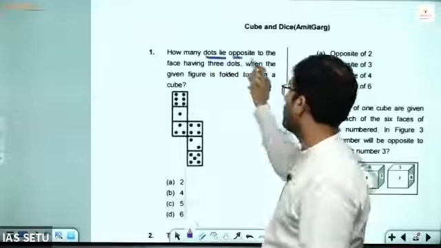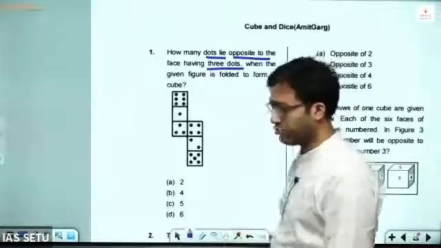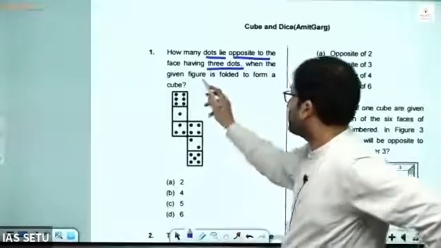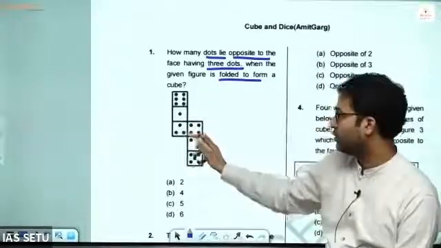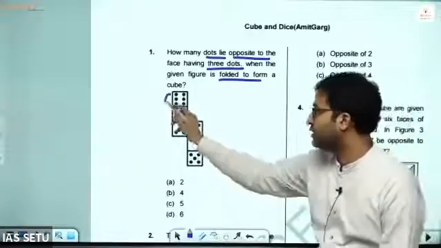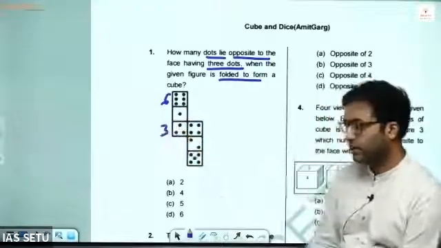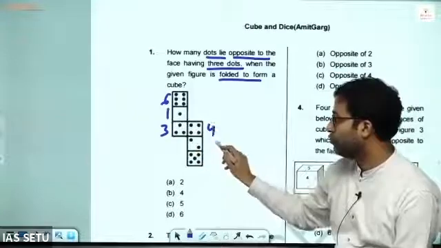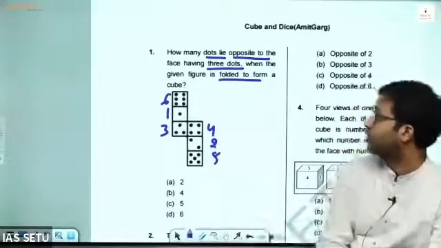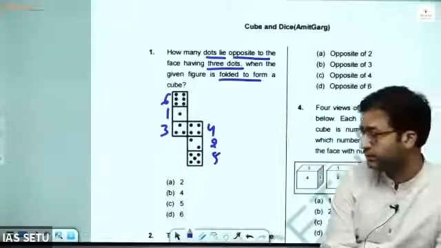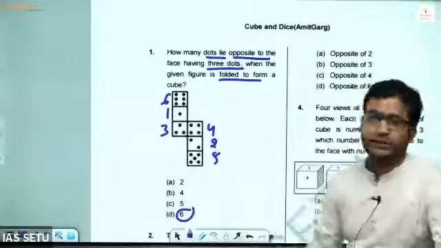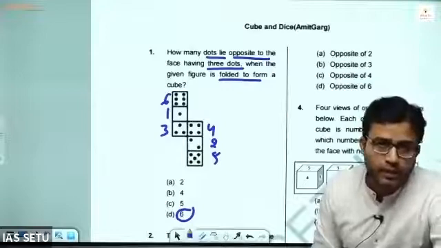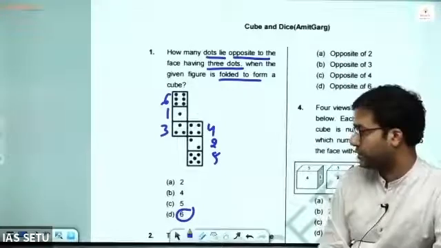How many dots lie opposite to the face having 3 dots, when the given figure is folded to form a cube? This is 6 dot, 1 dot, 3, 4, 2, 5. This is 6 dot, this is 3 dot. This is 1 dot, this is 4, 2, 5. Tell me what will be opposite of 3 dots? 6. Simple answer. There is no need to fold it because we have a shortcut. Now next.